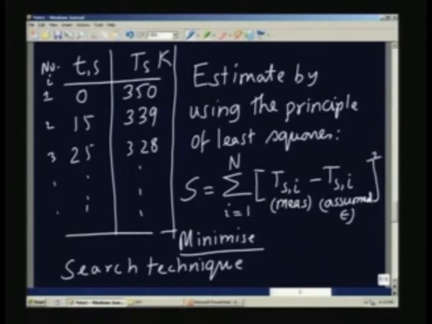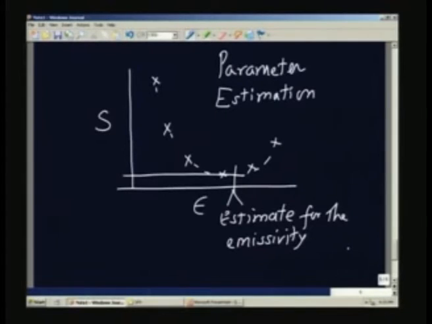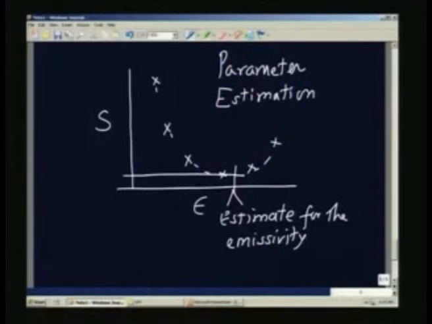We are using the least squares principle because there is no other better way of doing it. Epsilon is truly unknown, and the only way we can do that is to use a method like this, which is parameter estimation. This is just like fitting a curve, because we are trying to fit a curve such that the value of S comes to this particular position, the minimum possible. Of course, if you change the epsilon further, it will go up.